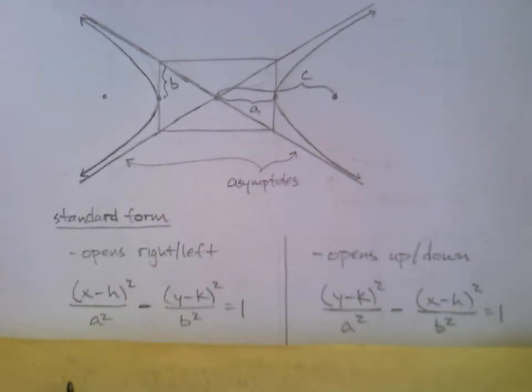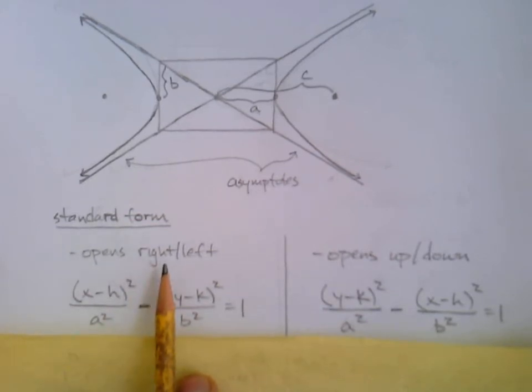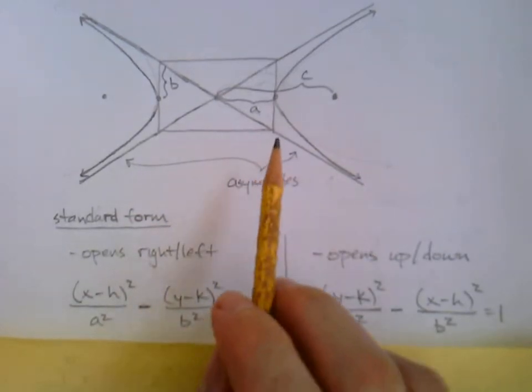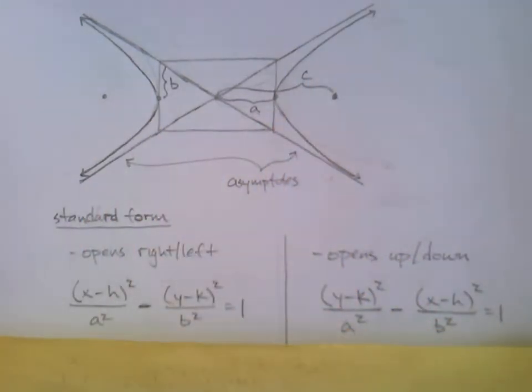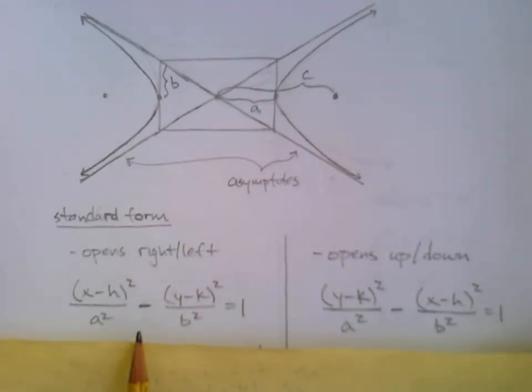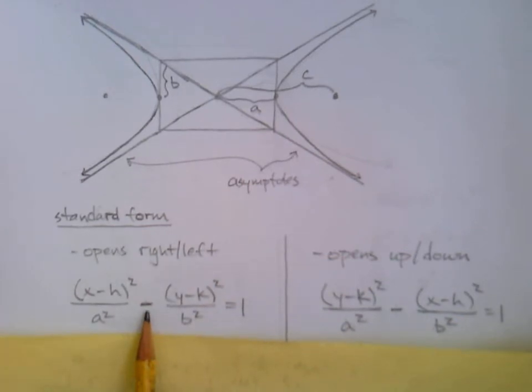The standard form of the hyperbola. If it opens right and left, like the drawing has, one opening right, one opening left, then it's going to take this form: x minus h squared over a squared, minus this time y minus k squared over b squared, equals 1. So just one alteration to the equations for the ellipse. We make it a minus instead of a plus for the hyperbola.